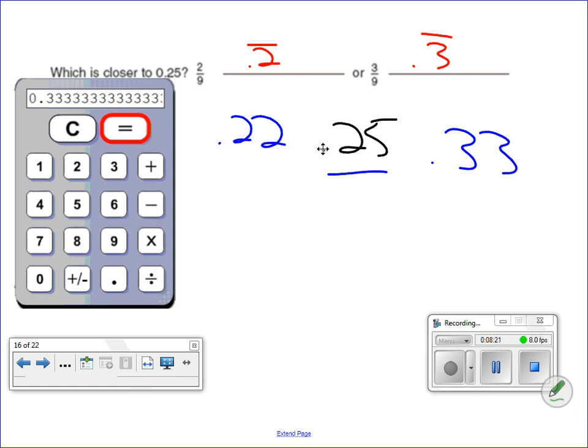My difference here is -3. My difference here is -8. Do you see how I'm subtracting? Remember, I'm pretending it's 22. I'm pretending it's 25. I'm pretending it's 33. -3 is my lower, my subtraction. So that means 2/9 is closer to 0.25.